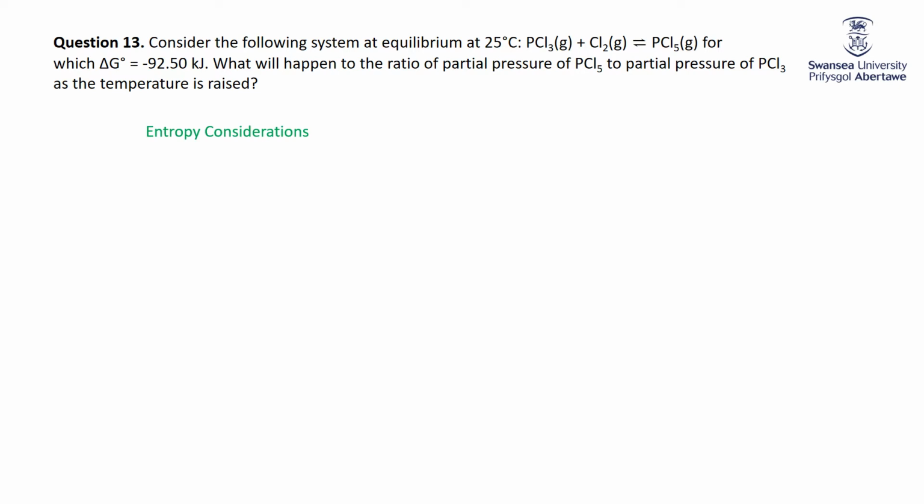Well, let's think about it first of all in terms of entropy, because as we raise temperature, the delta G changes, and it changes because T delta S changes. So we think about the entropy here. We've got two gases on the left, one gas on the right. So delta S is a negative value. Delta S is nasty. Delta S is less than 0, okay? And as the temperature is raised, this gets more and more important, so it gets nastier as the temperature goes up.